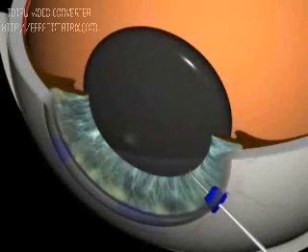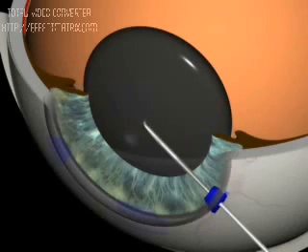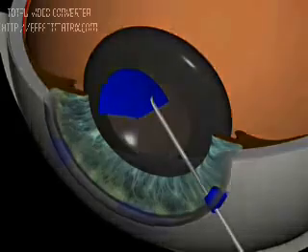Capsulorhexis. The anterior capsule is opened with a bent needle, which is inserted through one incision. Capsulorhexis starts.